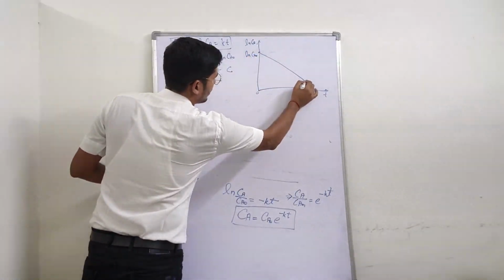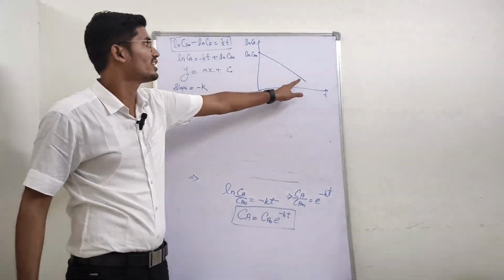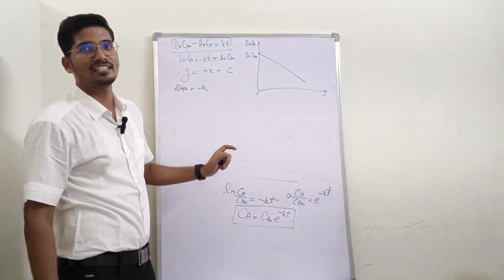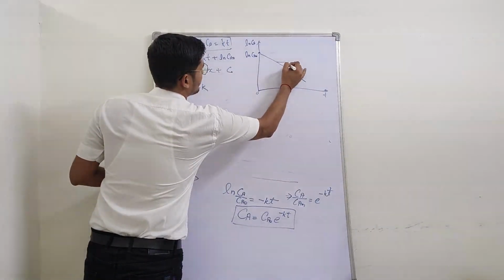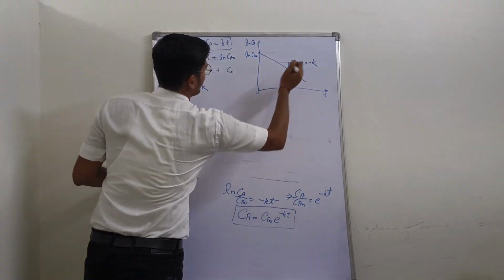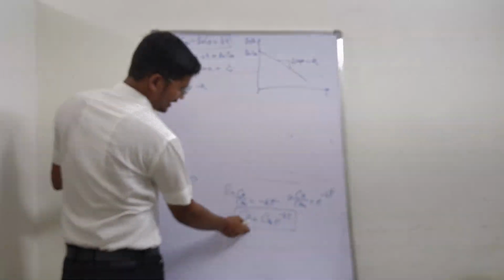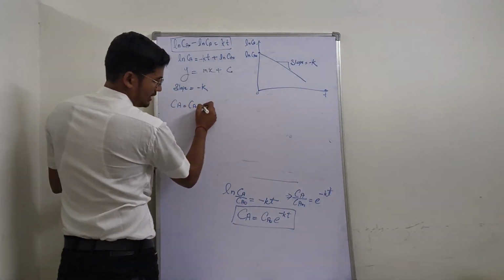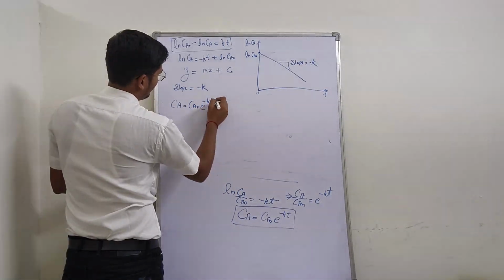Now there is an intention in not touching this line to this axis, because a first order reaction never gets completed in finite time. I will explain the mathematical terms also. So here the slope will be minus k. Okay, and this is our second equation: Ca equals Ca naught e to the power minus kt.